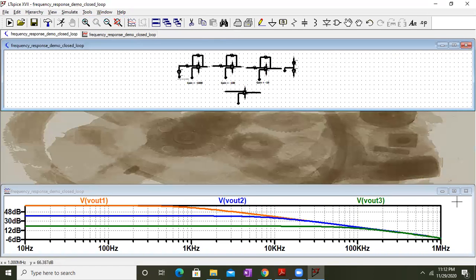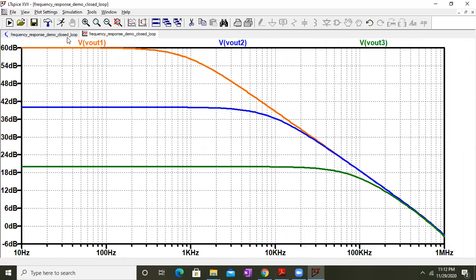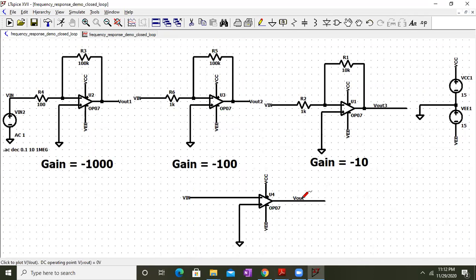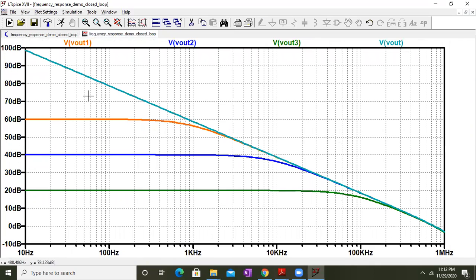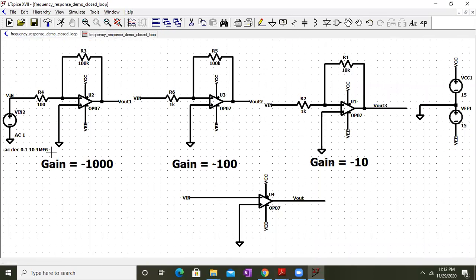Let me close this. Yeah, this is what we were getting, right? And now if I check the open loop response with that, it will merge together. Let's see. Yeah, you see they are merging together. But I think I have to change the frequency range over here.